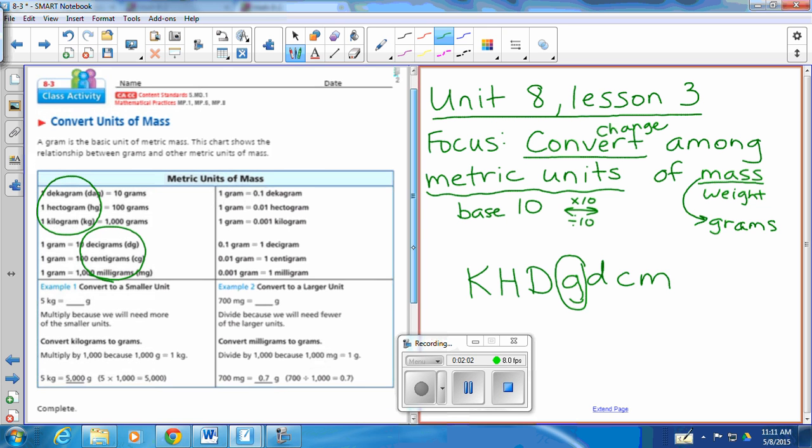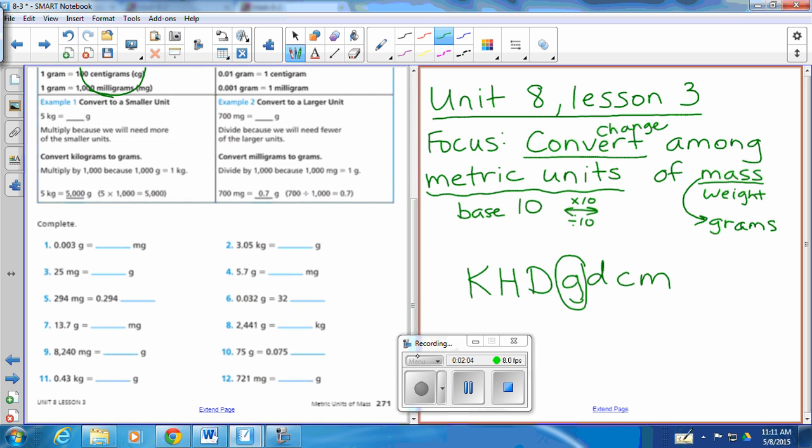So if we look at some examples, looking at number 1, we have 3/100ths of a gram and we want to change that to milligrams. So we are starting here and we are going here. So we need to move 1, 2, 3 decimal places to the right. So we're going to take our decimal place and move 1, 2, 3 decimal places, which leaves us with 3 milligrams. Please try number 3 on your own.